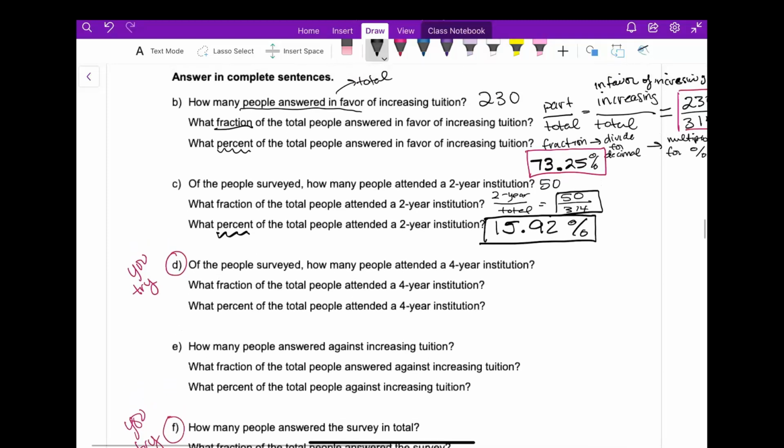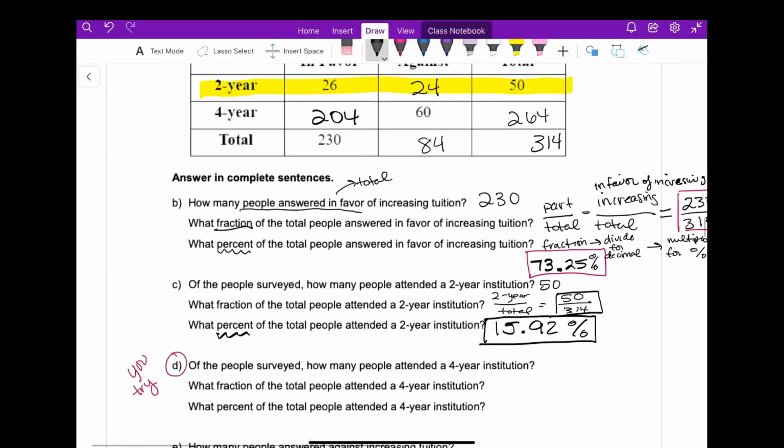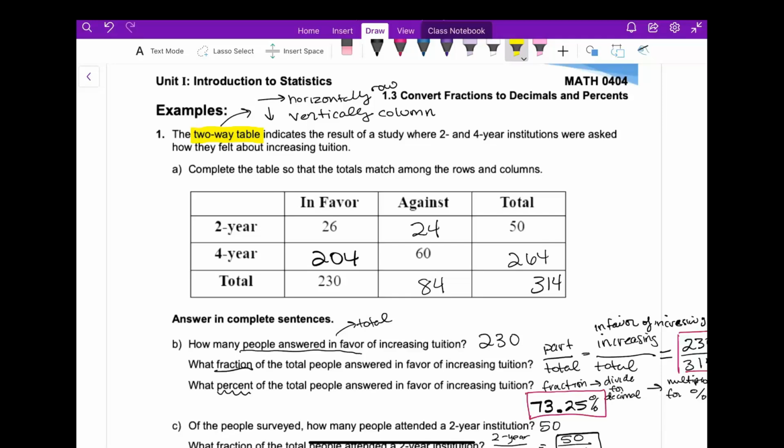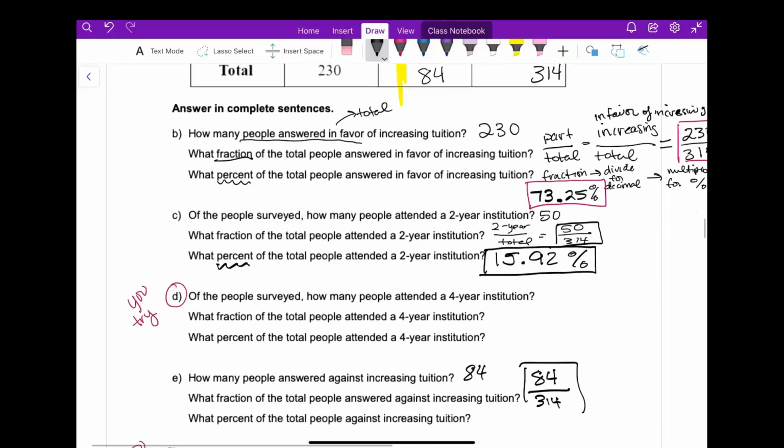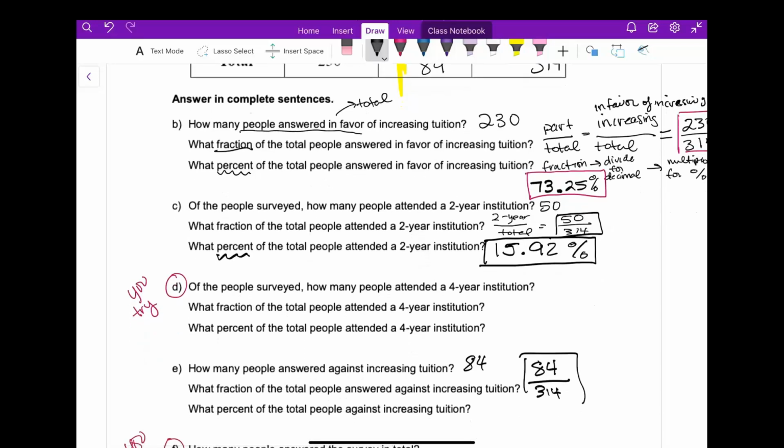How many people answered against increasing tuition? If you notice, when I'm focusing on against, this is a column. So 84 people were against increasing tuition. What fraction of the total people, I still have total people, so it's 314, answered against increasing tuition? So I have 84 over 314. And our last one's going to be what percent of the total people are against increasing tuition?